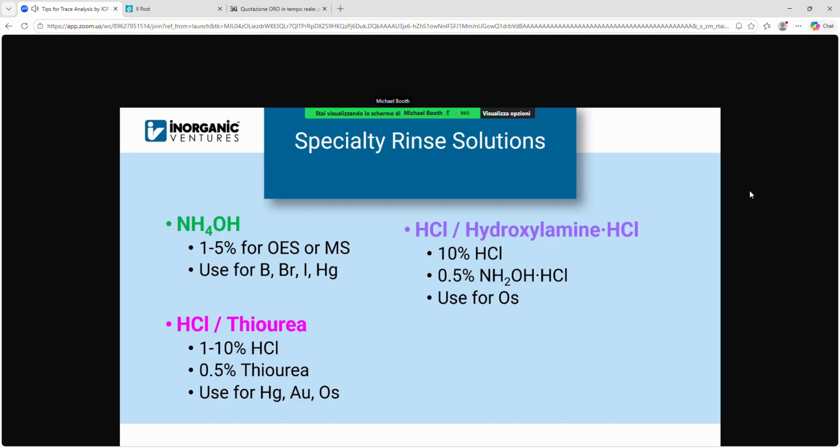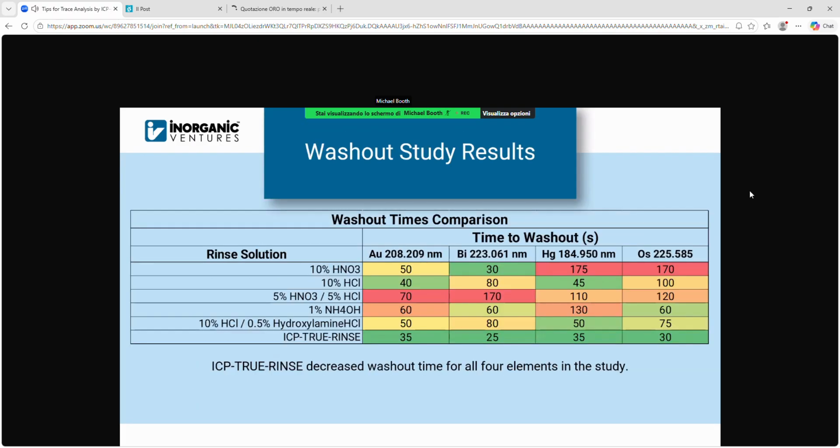And then one of the older ones that works out really well is a mixture of HCl and thiourea. This is really useful for laboratories as well. This has been known for a while. We actually sell a mixture of HCl and thiourea. We call it ICP True Rinse. And in this slide, you can see a washout study that we did on ICP OES, comparing ICP True Rinse to some of these standard and specialty rinse solutions.